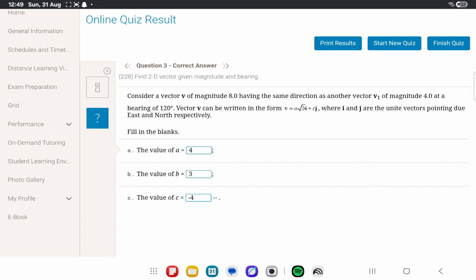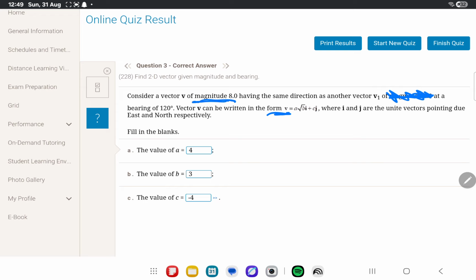Find 2D vector given magnitude and bearing. That's the description. Never mind. Consider a vector V of magnitude 8.0 having the same direction as another vector v1 of magnitude 4.0 at a bearing of 120 degrees. So the rest of the question is useless to me, and they're trying to trick us here by writing this. Cross it out, this magnitude of 4.0, we don't need it. They want us to write vector v in the form of a radical bi plus cj.